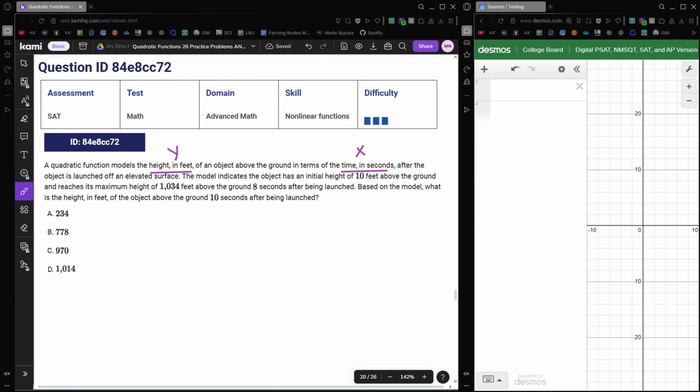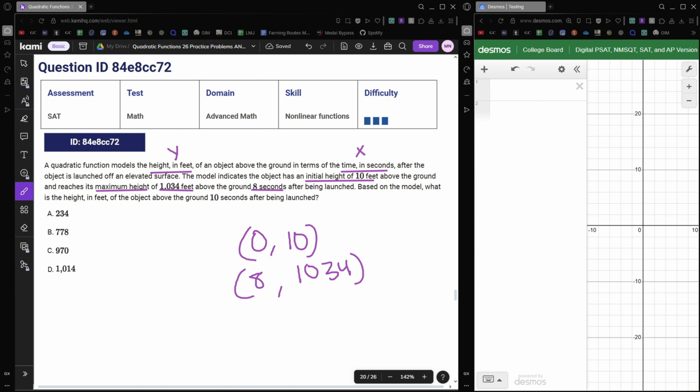We know that anything initial will be our y-intercept, so there's a y-intercept at 10. Let's go ahead and write that down as a point. It would be (0, 10). Let's keep reading. And reaches its maximum height of 1,034 feet above the ground 8 seconds after being launched. We know that anything dealing with the maximum is going to be the vertex, and this vertex is at 1,034 feet and 8 seconds. We know our time is going to be the x value, so 8 would be the x value, and then the height is the y value, so 1,034 feet will be the y value.